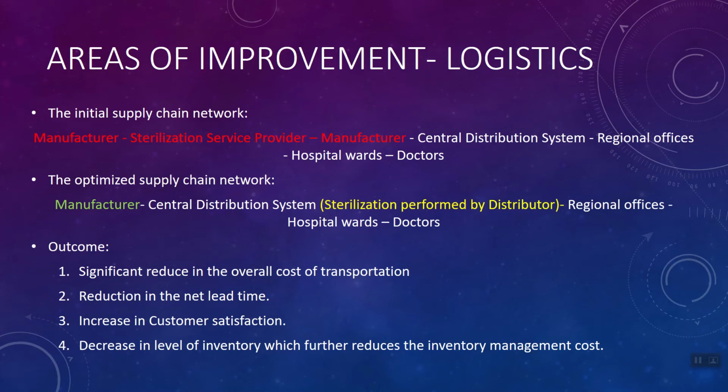Now, what was the outcome of this optimized supply chain network? First, there was a significant reduction in the overall cost of transportation. Second, there was a reduction in net lead time, due to which there was an increase in customer satisfaction. Now, due to the decrease in lead time, there was a decrease in the level of inventory, which further reduced the inventory management cost. This was the area of improvement in logistics.